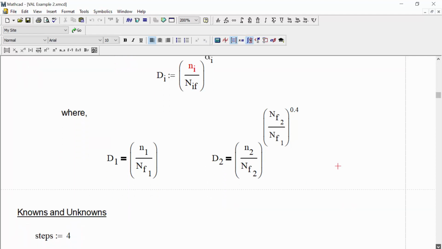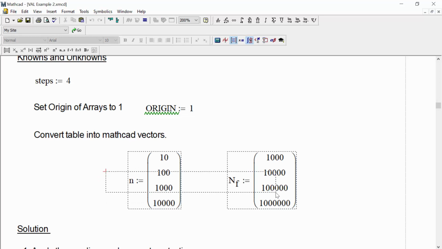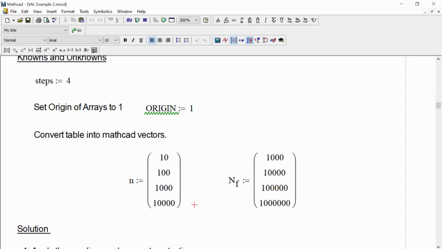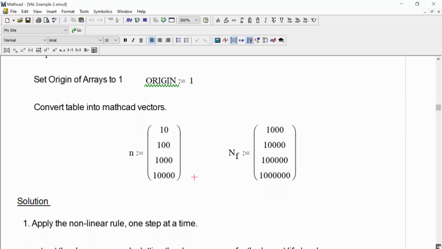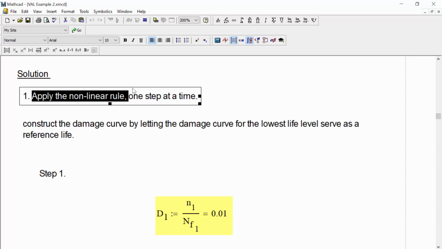So let's go ahead and get started here. Our knowns and unknowns: we know that there are 4 steps. In MathCAD, we're going to set the origin of our arrays to 1, so we iterate from 1, 2, 3, 4, instead of starting from 0. And we're going to take that table and turn it into MathCAD vectors so that we can more easily use those numbers. Our solution, what we're going to do is apply the nonlinear rule 1 step at a time.